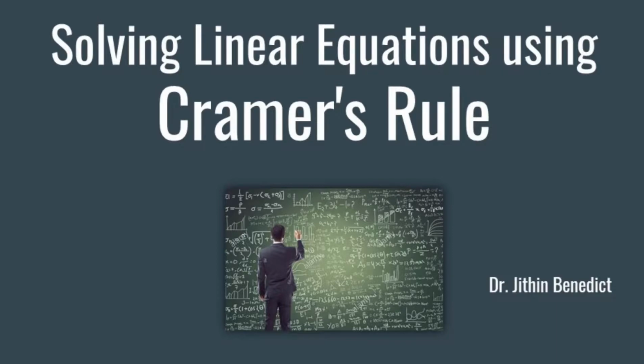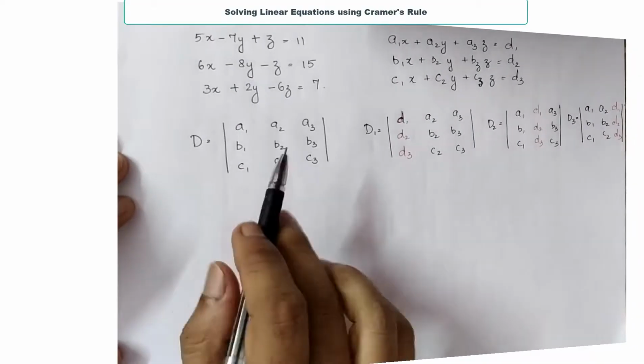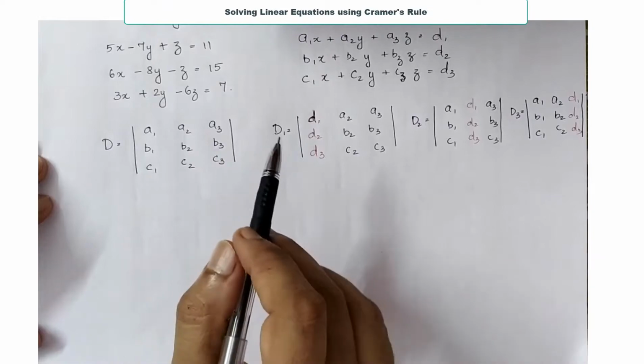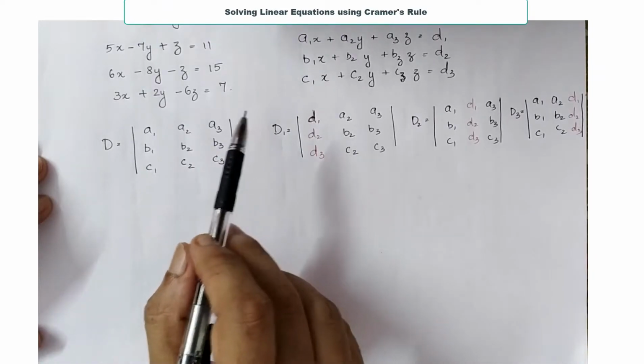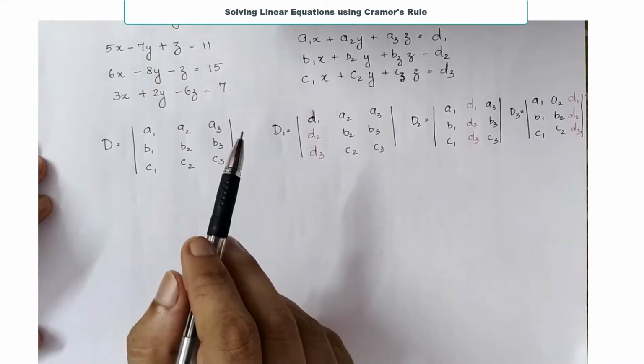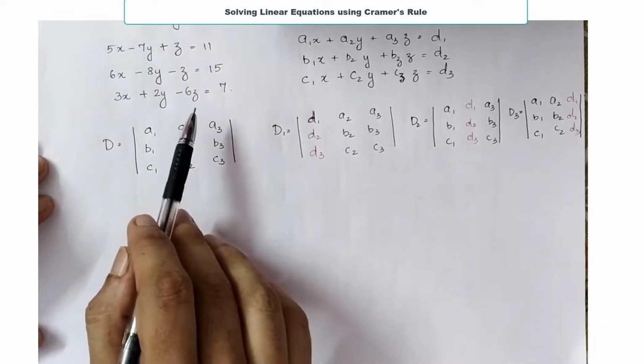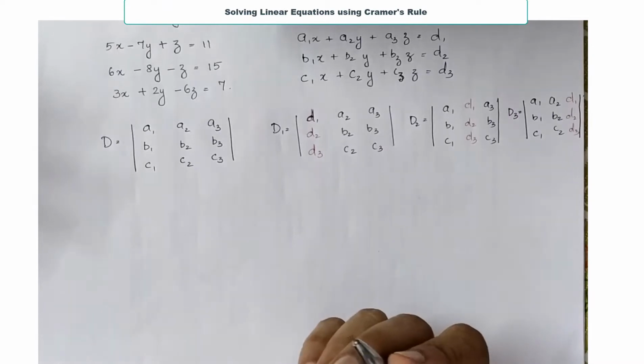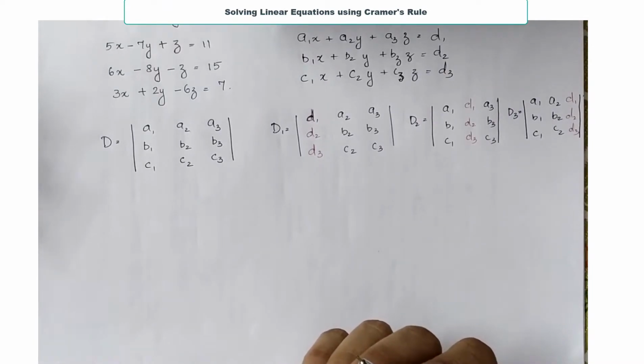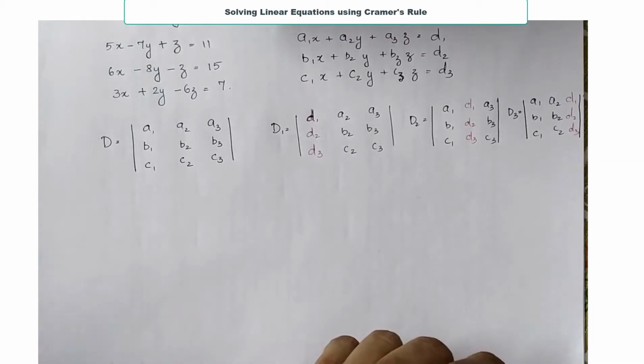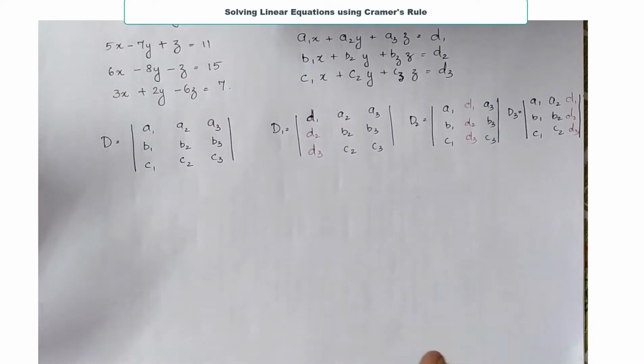Hello students, welcome. In today's session we'll be solving three sets of linear equations using Cramer's rule. Now Cramer's rule is a different method of solving linear equations. In previous sessions we have seen how to solve simultaneous equations using the matrix inverse method. This method is much more simple, and once you get the clutch of it, it's very easy to solve the equations. So I'll try to make this as simple as possible.